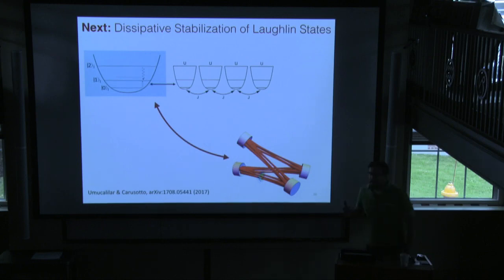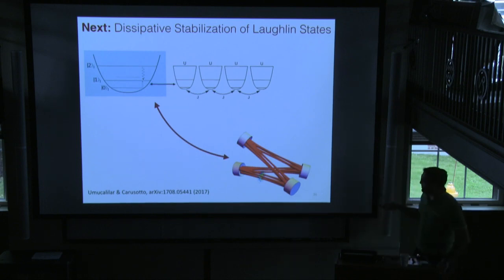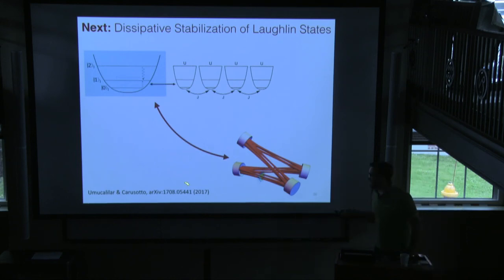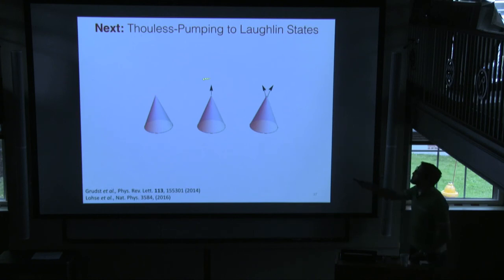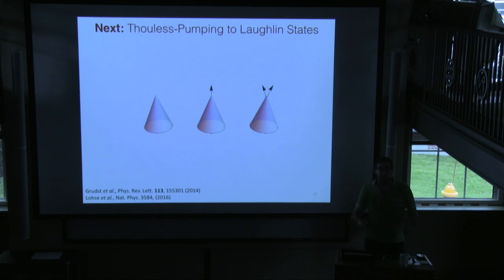And so there's a real game of what are better ways to build and stabilize these sorts of states. So one idea is to harness this dissipative stabilization technique that Dave talked about yesterday for Laughlin states here, and guys like Jacopo Carusotto and Mohammad Hafezi have thought along these lines. And another possible approach to making these states is to Thouless pump, basically put a photon in and then flux thread the system. I didn't tell you about cones, so maybe we don't talk about that one.